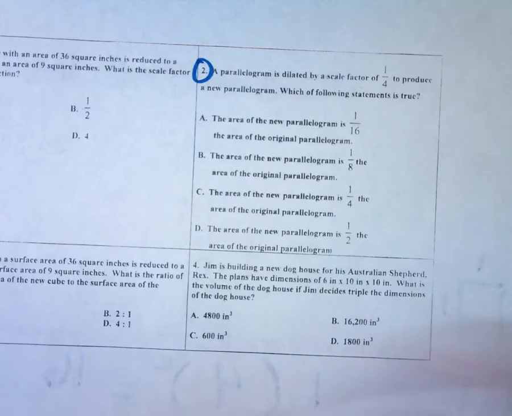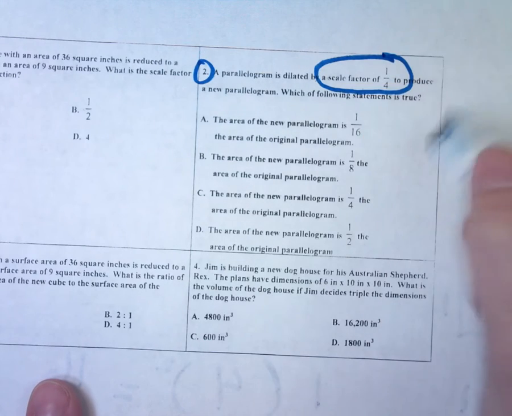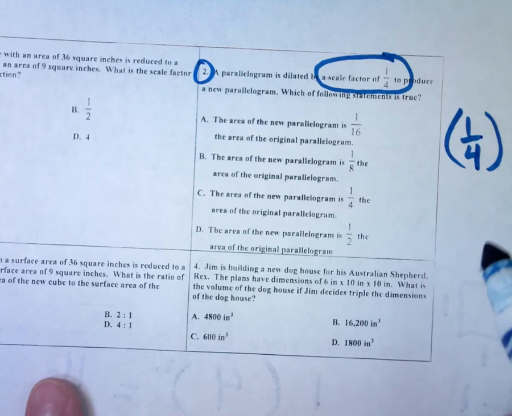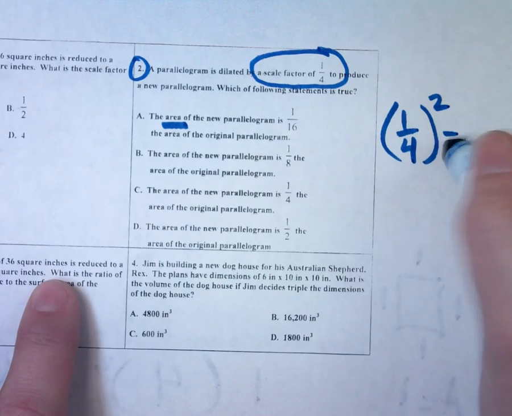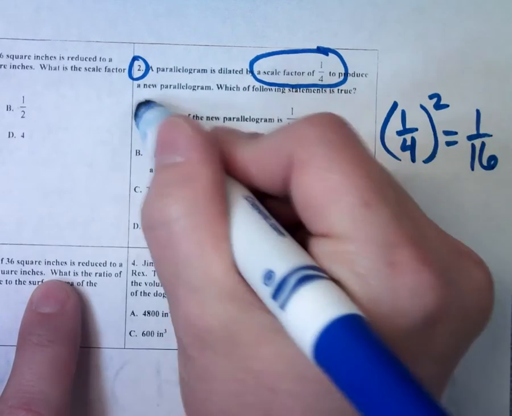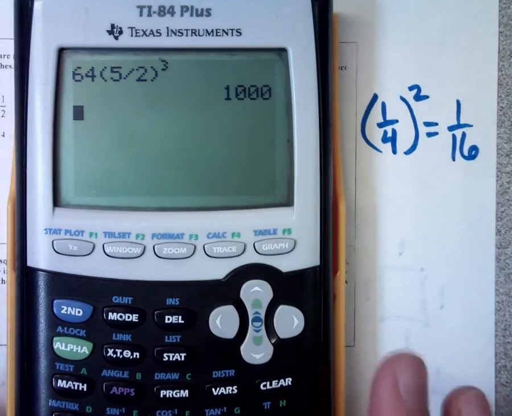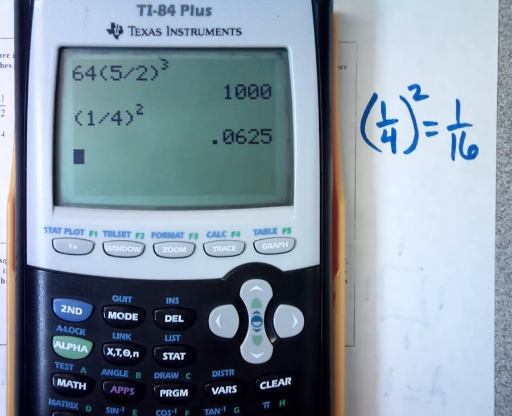Okay. In this problem, it said that it was going to dilate by a scale factor of 1/4. So that is the change. And then when it says, which of the following is true? When A talks about area, area would have an exponent of 2. And if I work that out, I do get 1/16, which is what A is saying. If you were using your calculator alone and you got 1/4 squared, do you know what to do to make that a fraction? Move your decimal over.